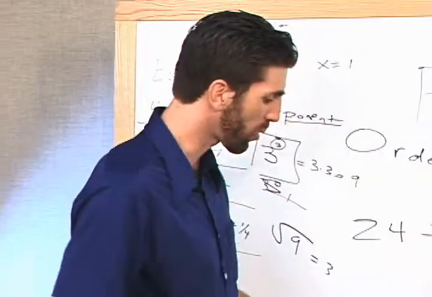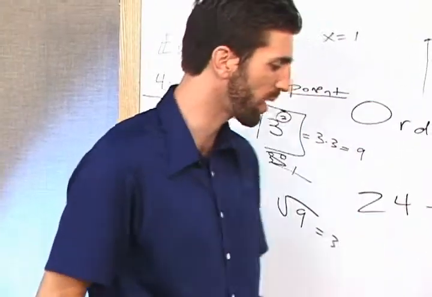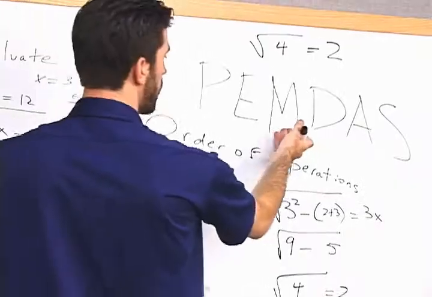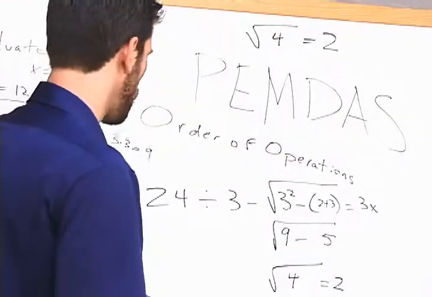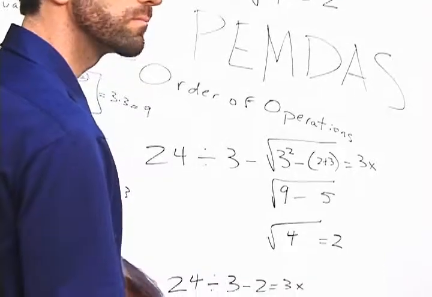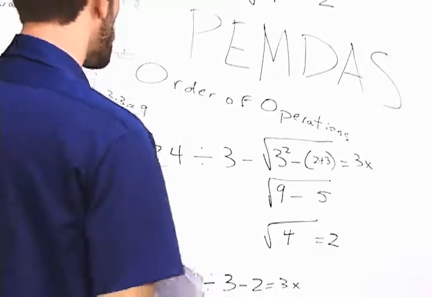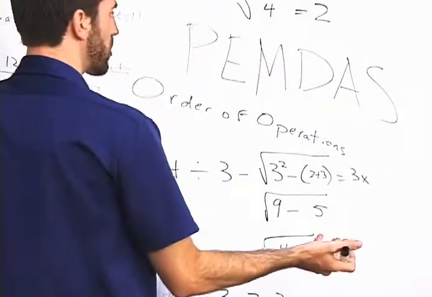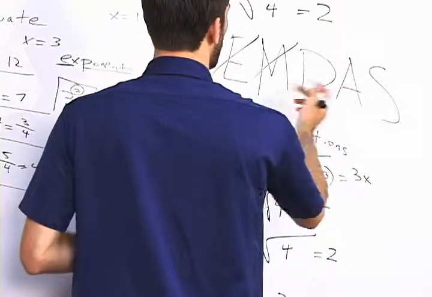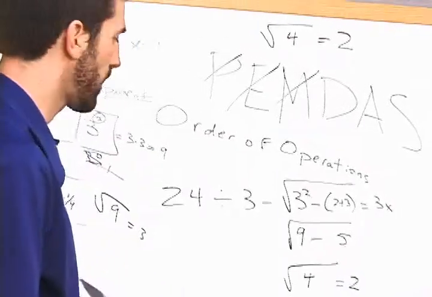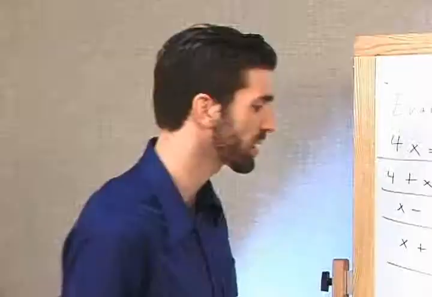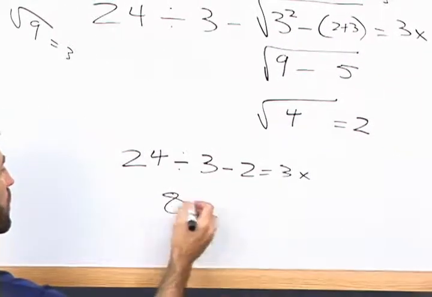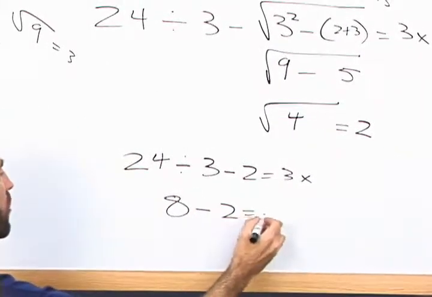All right, so I rewrote the equation. 24 divided by 3 minus 2 equals 3x. Now what's the next thing? Multiplication. Is there any multiplication here? Very good. There is multiplication. But since we're looking to solve x and we don't know what x is, we can't really do that one yet. So the next one is D, division. And that's where we see 24 divided by 3, of course. And 24 divided by 3 is? 8.